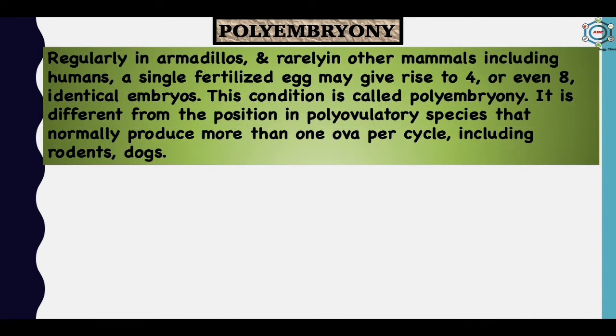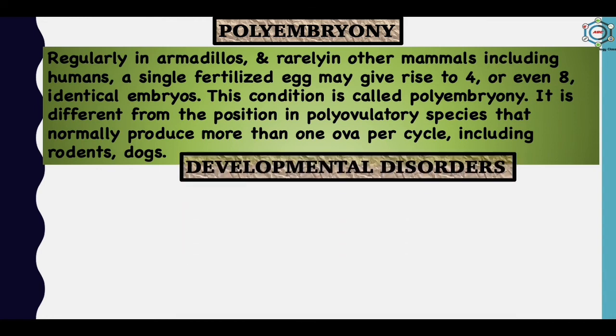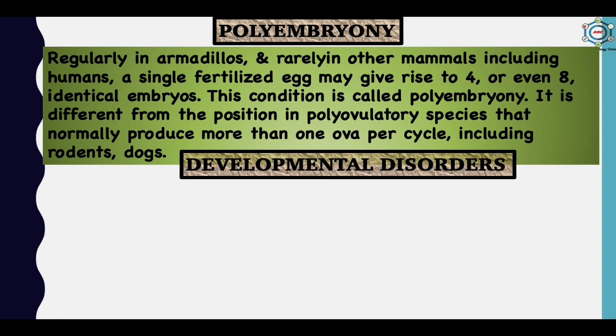Now, the polyembryony. Regularly in armadillos and rarely in other mammals, including humans, a single fertilized egg may give rise to 4 or even 8 identical embryos, and this condition is called polyembryony. It is different from the condition in the polyovulatory species that normally produce more than one ova per cycle, including rodents and dogs.